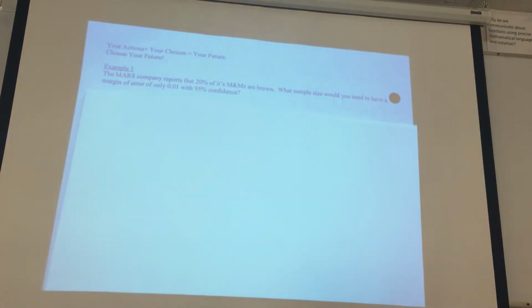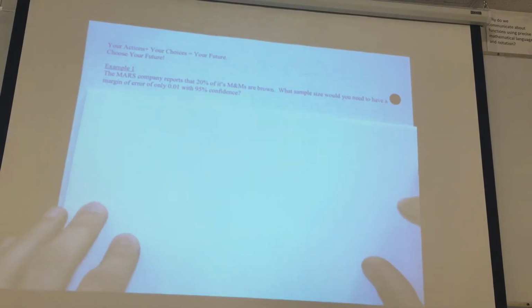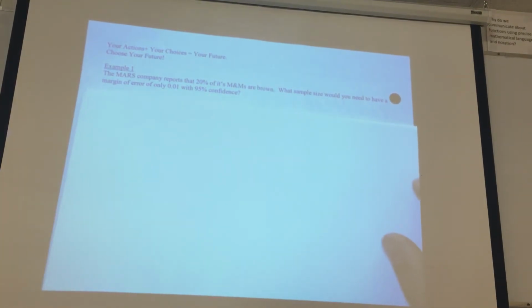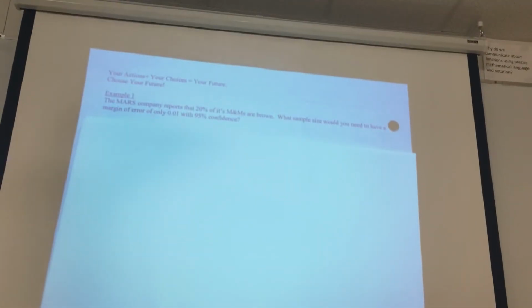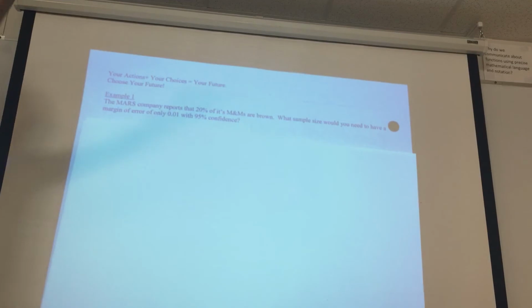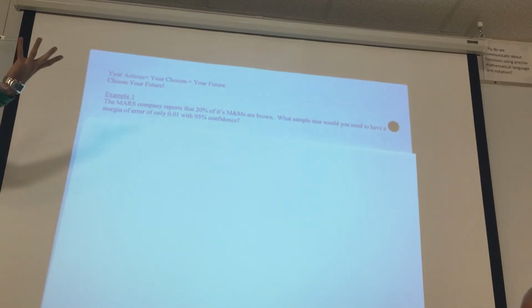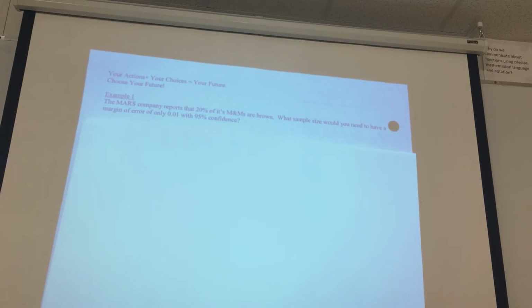The Mars company reports that 20% of its M&Ms are brown. Right away you have to ask yourself, and do not say it out loud, please ask yourself, is this a categorical variable or quantitative? Please think to yourself. And then you want to think, should I use T star or Z star? Are we talking about means if we're doing quantitative, or proportions if we're doing categorical? And then should we use Z or T?